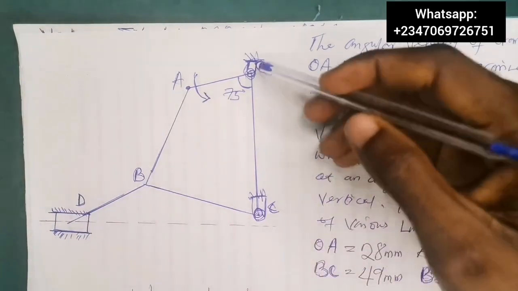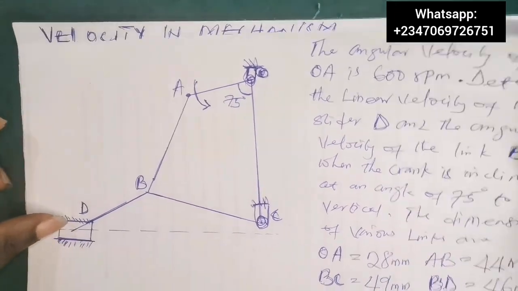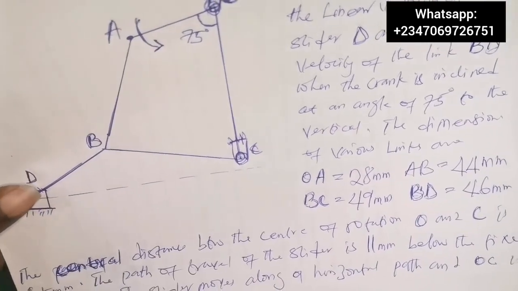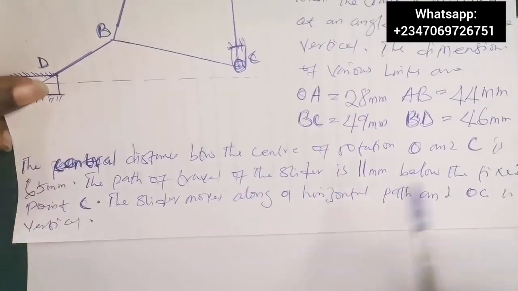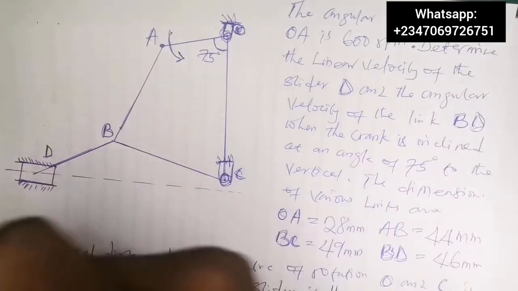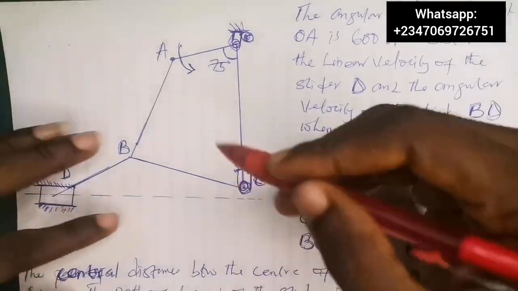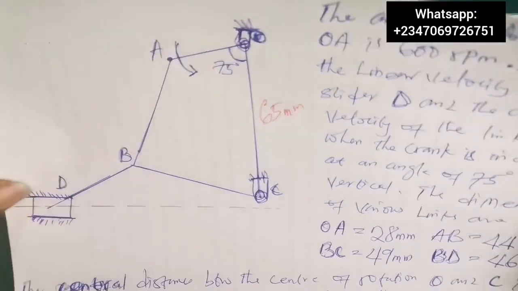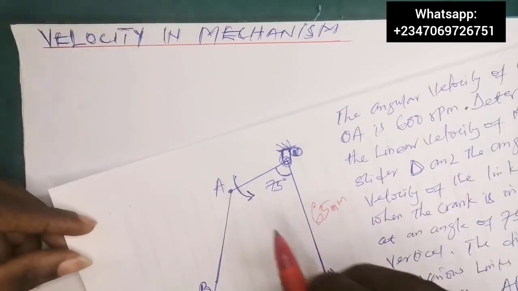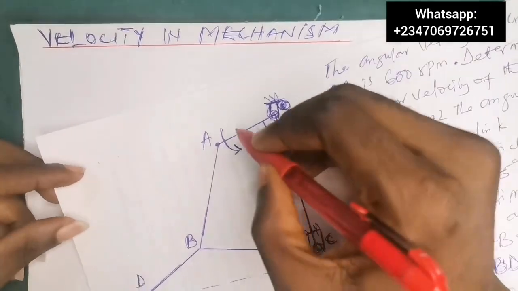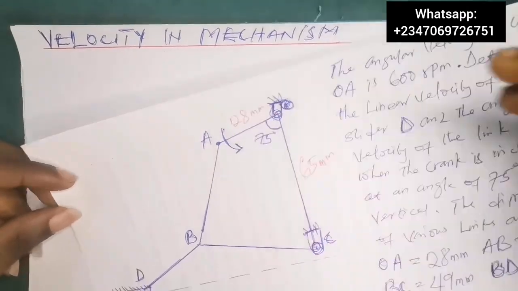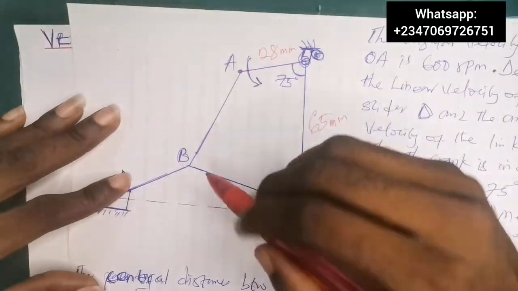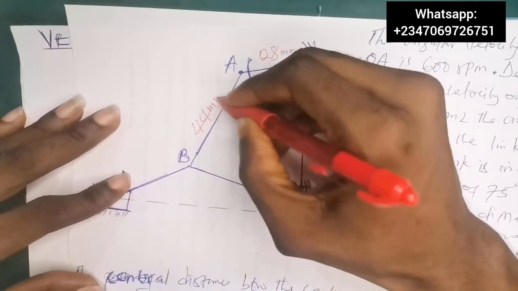We are given C to O, and from the question, C to O is equal to 65 millimeter. So this distance is 65 millimeter. Similarly, we were told that OA is 28 millimeter, so from O to A is 28 millimeter. We are also told that from A to B is 44 millimeter, so here is 44 millimeter.